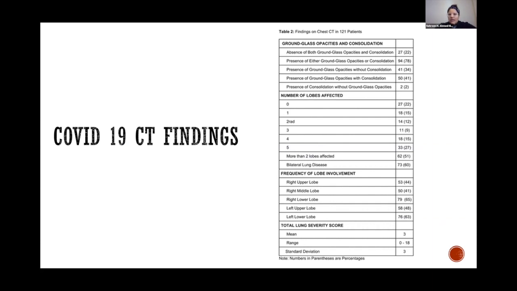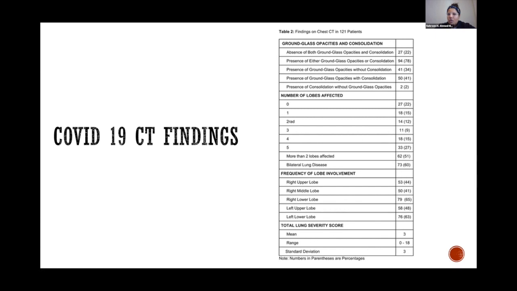So this slide is a little busy, but I really want to focus your attention on the fact that these are findings on chest CT in 121 COVID patients. What's really important is to look at the very top. It says ground glass opacities and consolidation. And what you'll see is that the majority of these patients have either ground glass or consolidation.